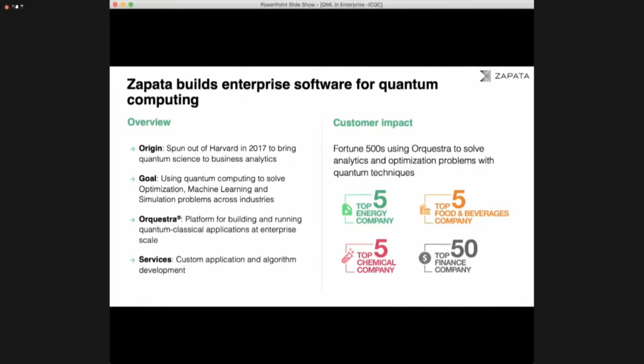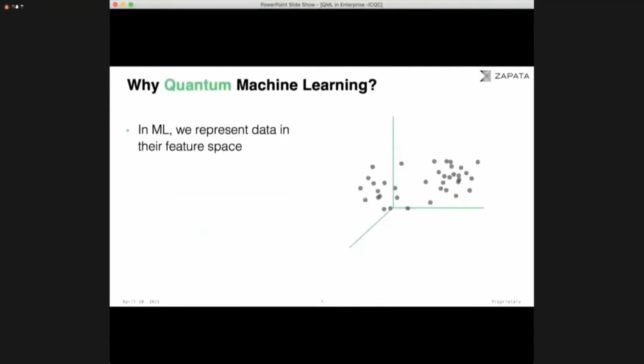We are working with many top companies in many different industry verticals on these kinds of algorithms, Fortune 500 companies mostly: a top 5 energy company, a top 5 food and beverages company, a top 5 chemical company, a top 50 finance company, on various problems across these industries.